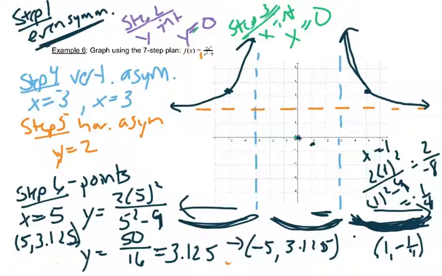But remember that also gives us another point, because if it's this side 1, it has to also be this side 1 because of the even symmetry. So that means that we can now draw this middle curve. It goes down towards the vertical asymptotes on both sides. And that's our graph. Let's do one more.